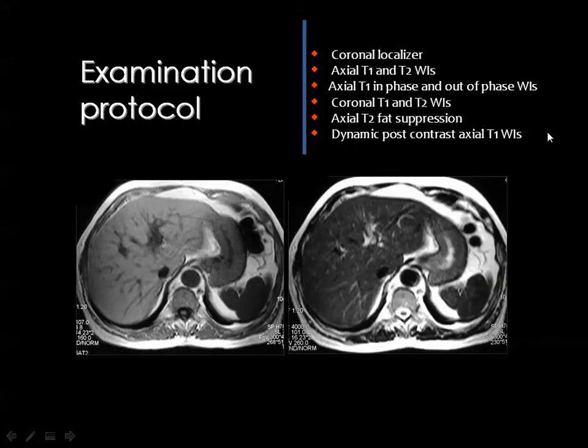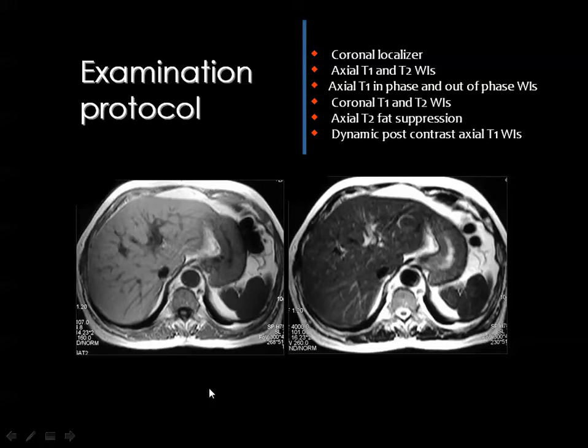Then the protocol of examination will include axial T1 and T2 weighted images, axial T1 in-phase and out-of-phase weighted images, which is very important for fat detection. Then coronal T1 and T2 weighted images, axial T2 fat suppression may be obtained, and in cases of the liver, you may have the dynamic post-contrast axial scans or the triphasic study.